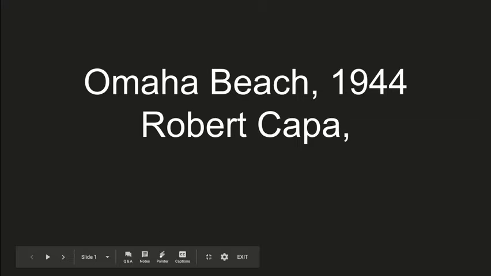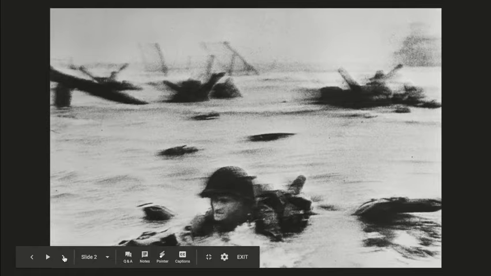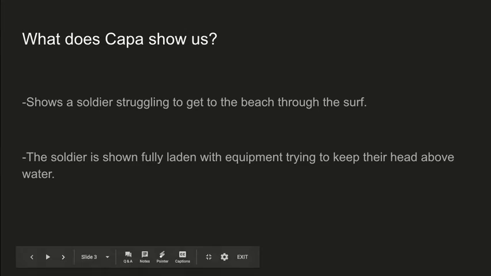I chose Omaha Beach, 1944, by Robert Capa. This is the picture as it was displayed when I was looking for it online in different places. What is Capa showing us in this picture?